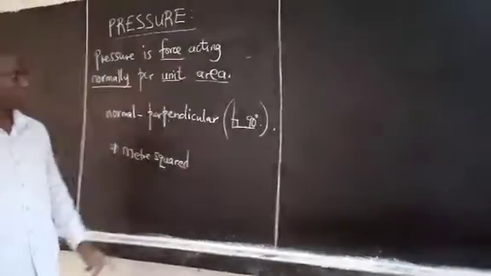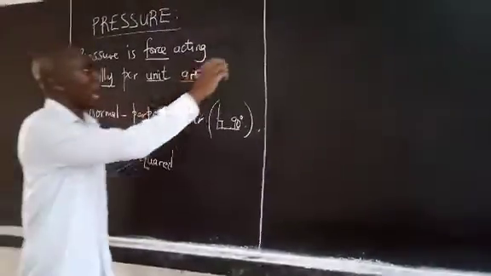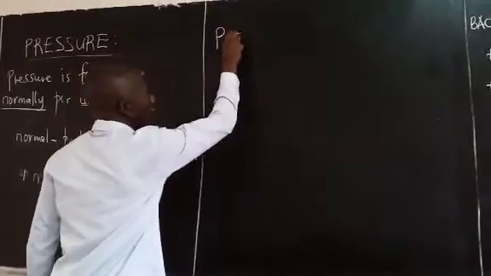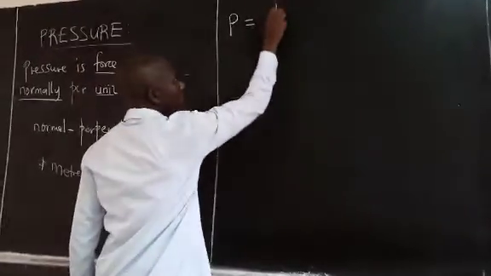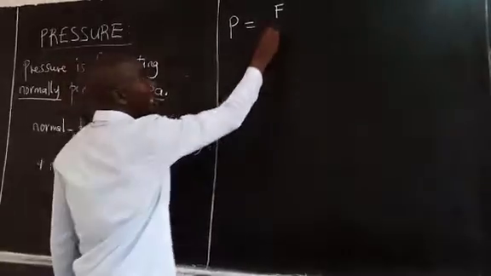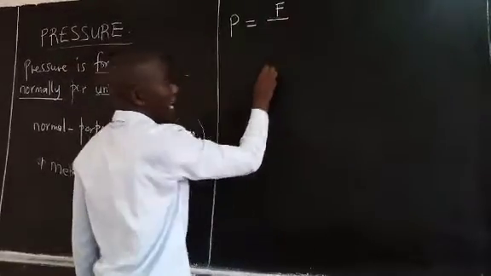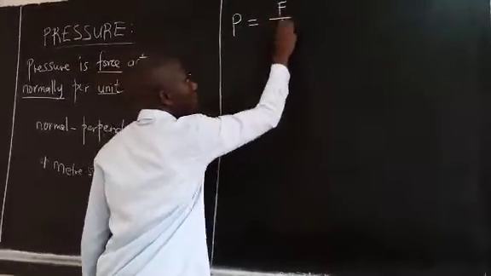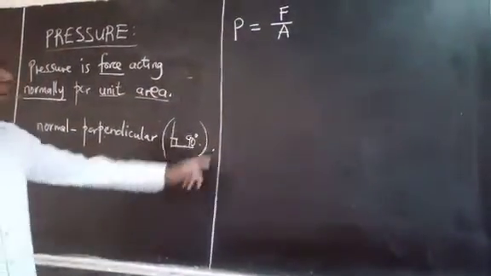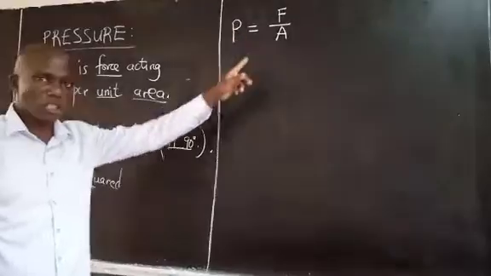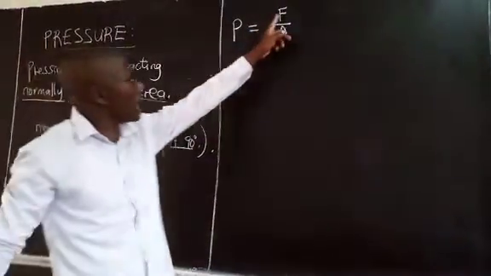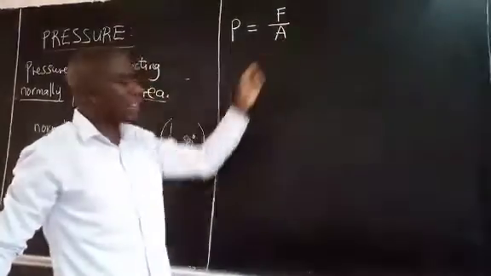And mathematically, we can represent it as pressure, maybe with the letter P. Force, we can call it F, acting perpendicularly on an area of 1 meter square. Therefore, pressure equals force over area. We know the SI unit of force. We know the SI unit of area.